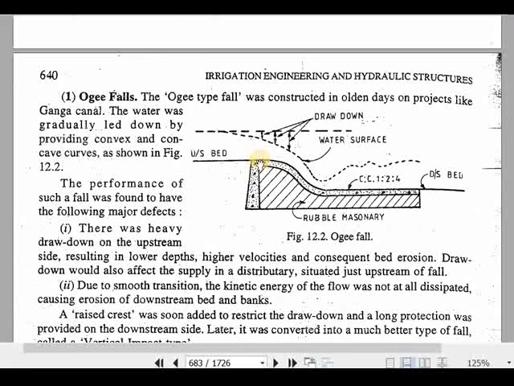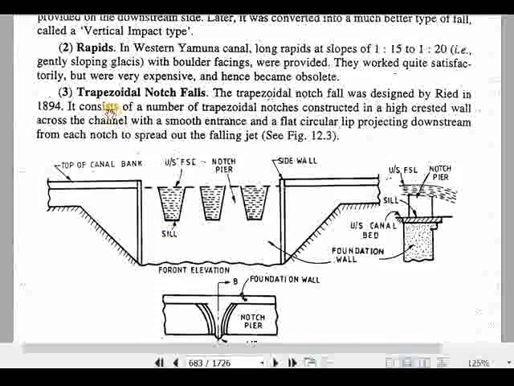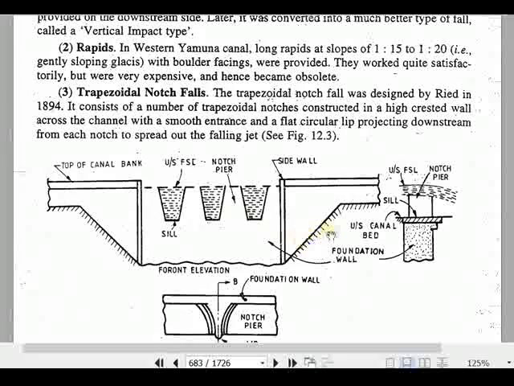This is the upstream bed and this is the crest, and this is the downstream section, and here we have the hydraulic jump. Here we have the downstream bed; this is concrete, this is bricks. We also discussed the trapezoidal notch fall. This is the cross section, and these are the metering falls.